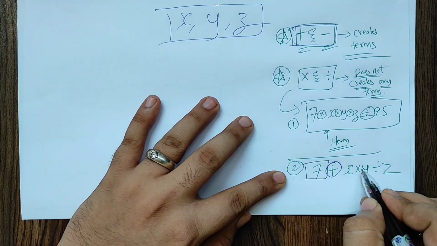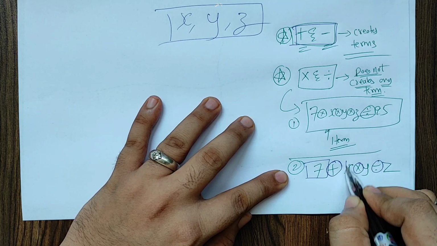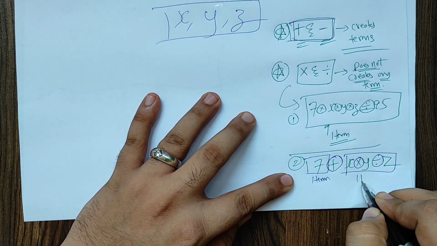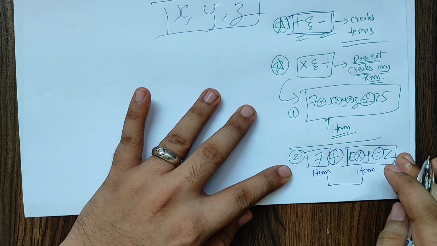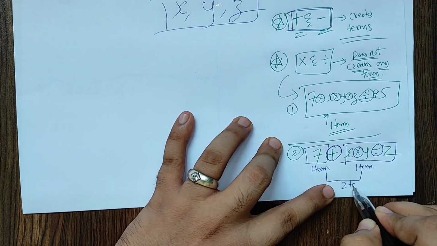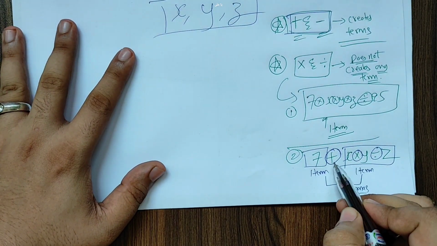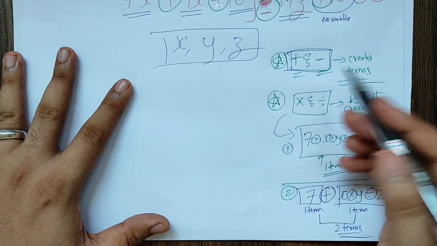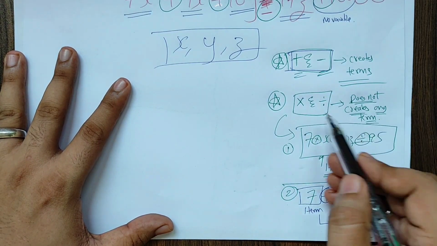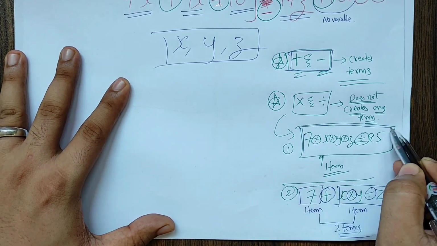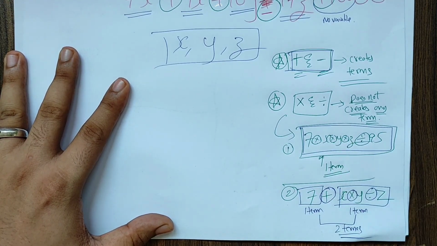This is one term, and there is multiply, there is division. So this entire thing is one term. So this is one term, this is one term. So totally how many terms do we have in this expression? I have 2 terms here. Okay, this is the logic. So plus and minus symbols form the terms. Multiply and division do not form the terms. That's why this entire thing is one term, even though multiply and division are there.